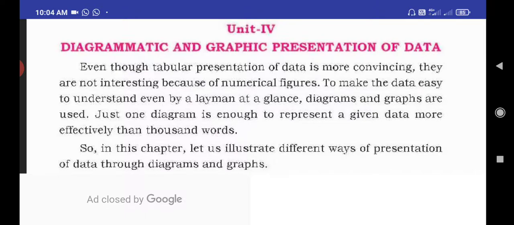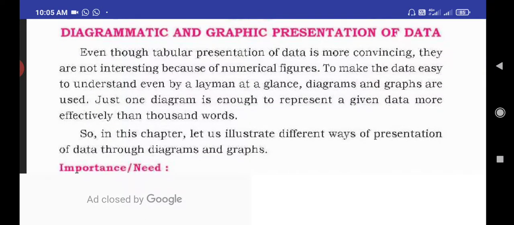In the previous chapters we already discussed that statistical data is represented in numerical form. In the form of numerical facts we can present, tabulate and classify. That data is factual information, but it's not that interesting because in that data we have only numerical information or numerical figures.